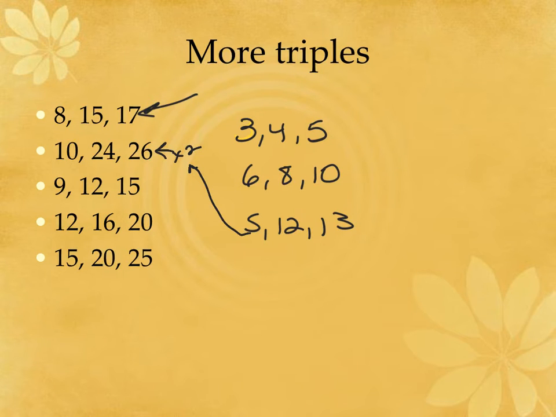9, 12, 15, which is what you get if you multiply the 3, 4, 5 times 3. 12, 16, 20, which is by 4. 15, 20, 25. So some of these, again, 6, 8, 10, you can multiply by 2 and you get them. But there's two ways, because 6, 8 is times 2, and that's times 3. I mean, there's a lot of different ways to get to these, right?